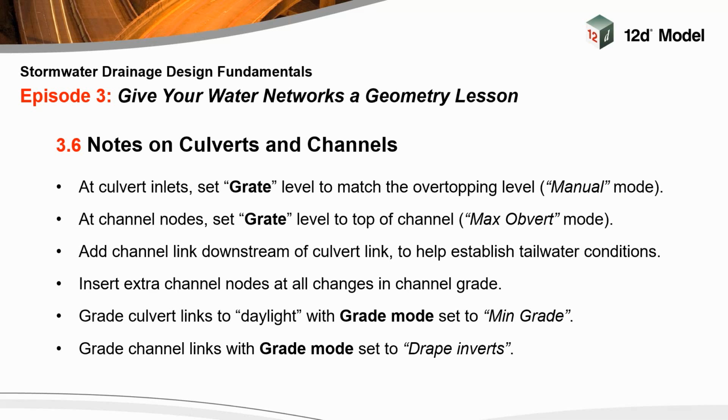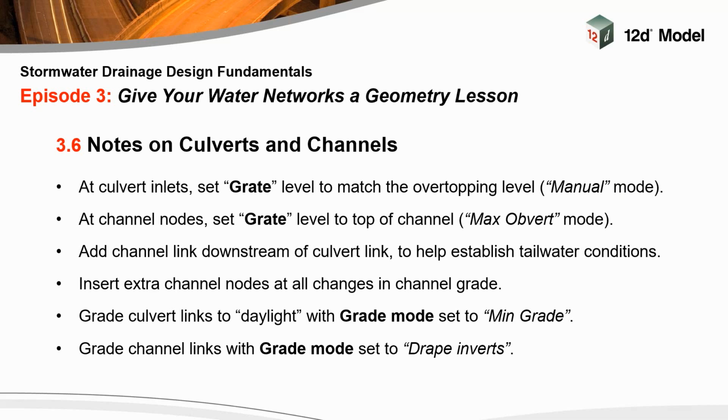So at culvert inlets, typically you'll set the grate level to match the overtopping level of the culvert. A culvert normally goes under a road, and normally the road level is much higher. You want to set your grate level to where the culvert is going to spill if the water doesn't make it through the culvert. So that's the boundary, I guess, between the underground and above ground system.